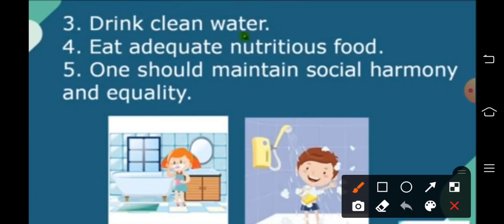Drink clean water. You have to drink clean water. Eat adequate nutritious food, which means you have to take a balanced diet. One should maintain social harmony and equality. This is also a main and important factor, to maintain social harmony and equality between your neighbors.